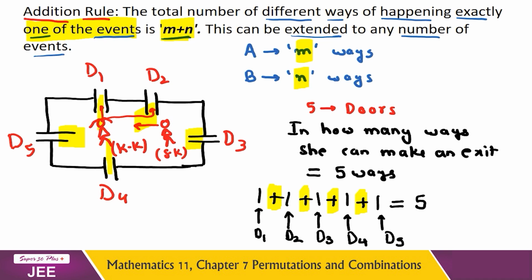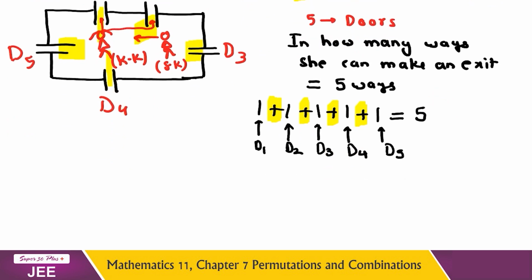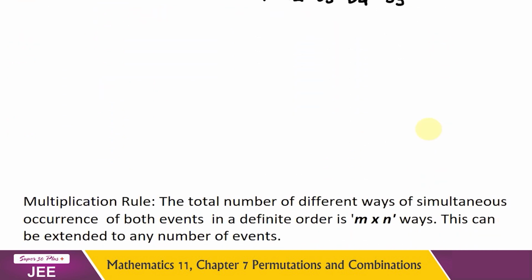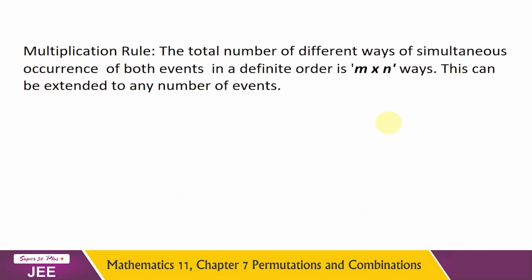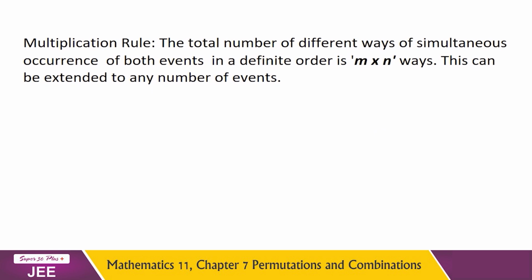And since we are interested in the happening of exactly one of the events, we are using which rule? Addition rule. Let's move to the second rule, and the second rule is the multiplication rule. Alright, let me read it out for you people. Now again the prerequisites are going to be the same: we have an event A which can happen in m different ways, and another event B which can occur in n different ways.